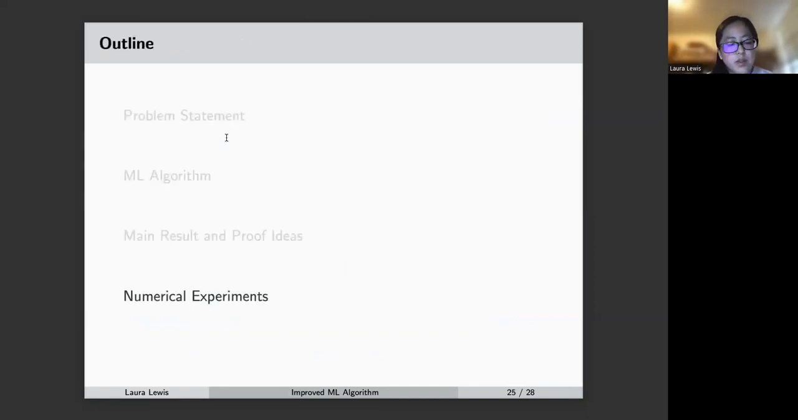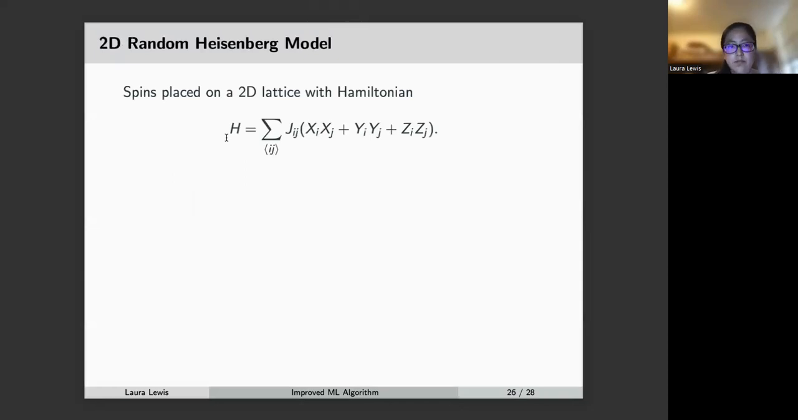And so, in particular, talking about the in practice part, I'll talk about some of the numerical experiments that we ran. In these experiments, we consider the 2D random Heisenberg model. So we just have these spins placed on a two-dimensional lattice, and the Hamiltonian is a familiar one. The sum here is just over all nearest neighbor pairs of qubits i and j, and these J_ij are the coupling parameters.